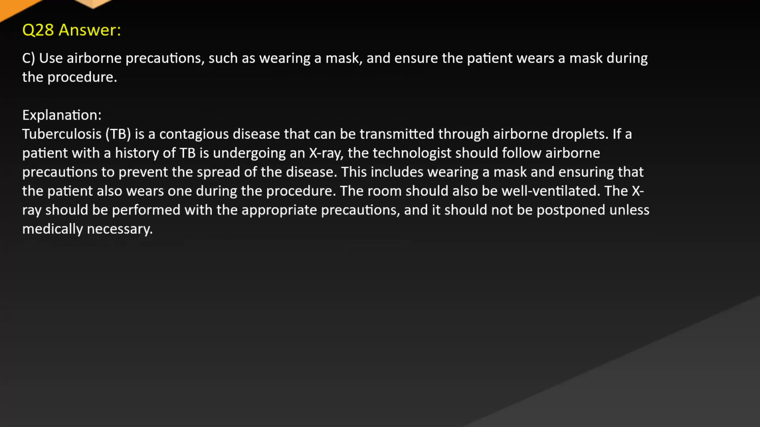Answer. C. Use airborne precautions, such as wearing a mask, and ensure the patient wears a mask during the procedure. Explanation. Tuberculosis (TB) is a contagious disease that can be transmitted through airborne droplets. If a patient with a history of TB is undergoing an X-ray, the technologist should follow airborne precautions to prevent the spread of the disease. This includes wearing a mask and ensuring that the patient also wears one during the procedure. The room should also be well ventilated. The X-ray should be performed with the appropriate precautions, and it should not be postponed unless medically necessary.